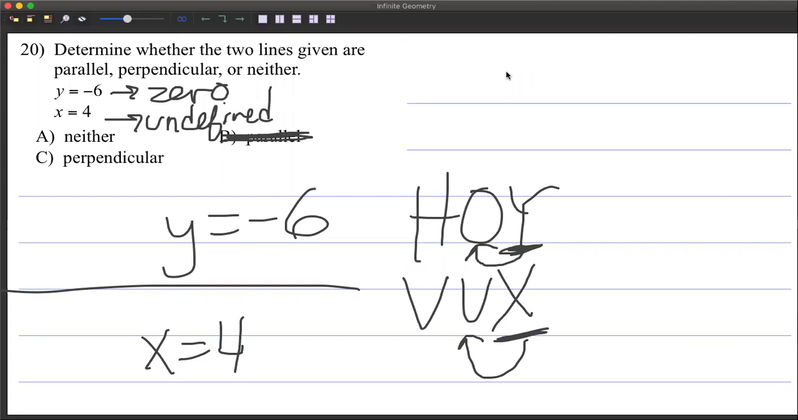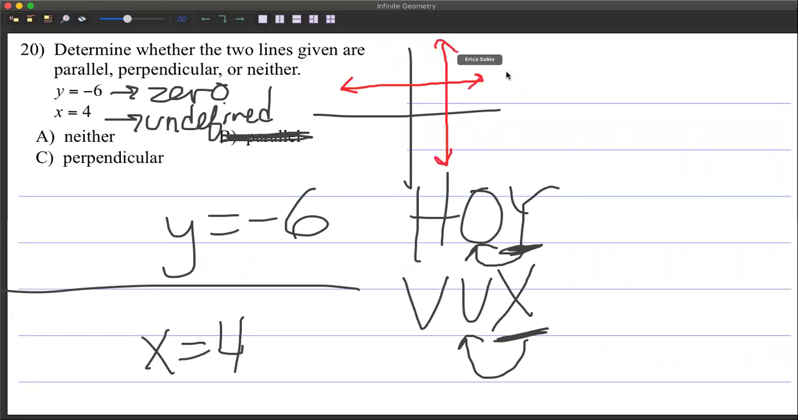But if you think about the lines, if it has a slope of 0, think about what it looks like. A slope of 0 is just a horizontal line, perfectly horizontal. If you have an undefined slope, that means the line is perfectly vertical. Vertical and horizontal are always perpendicular to each other. So yes, although this is that weird situation, they are actually perpendicular.